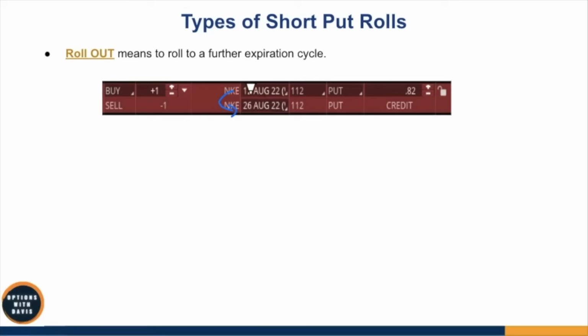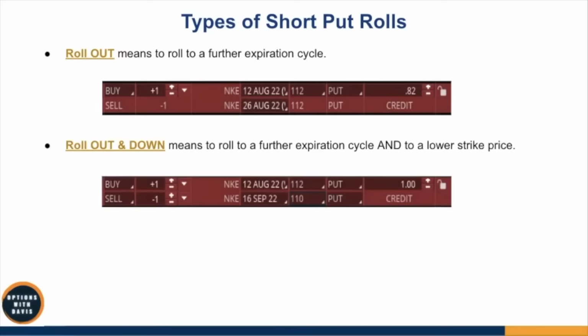In this case, you see we have rolled from the 12th of August to the 26th of August, and we get a credit. As long as you keep the same strike and you're rolling out to a further expiration date, you will mostly always get a credit. Unless it's extremely deep in the money, then most likely it's harder to get a credit. But for the most part, you will be able to get a credit because you're adding time.